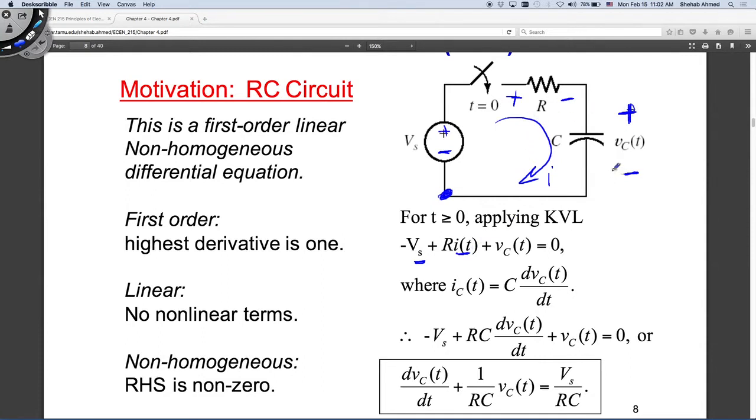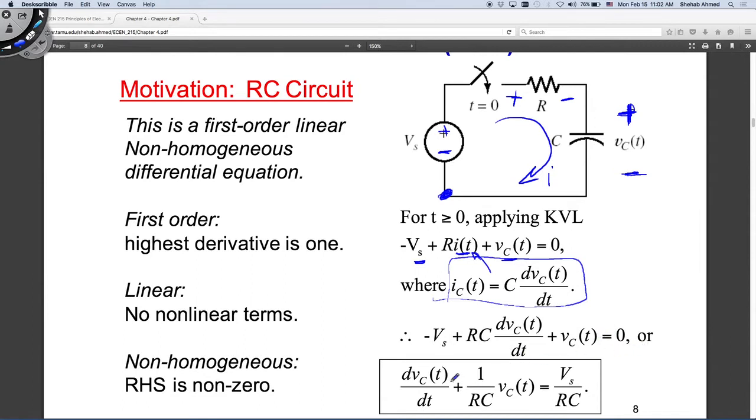Then I see the capacitor. I see the plus terminal, then the negative terminal. So it's plus Vc equal to 0. And then I know that the current through the capacitor is equal to C dVc by dt. This is from the capacitor's physics, right? So I can substitute C dVc by dt in the above equation. So I end up with minus Vs plus Rc dVc by dt plus Vc of t equal to 0, right?